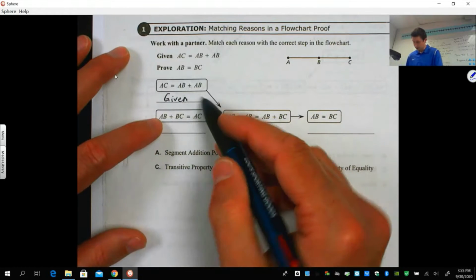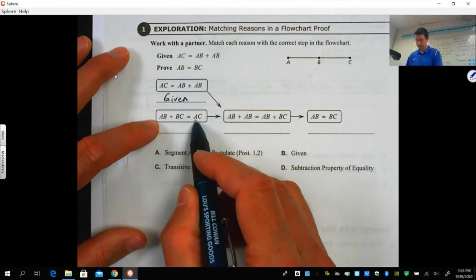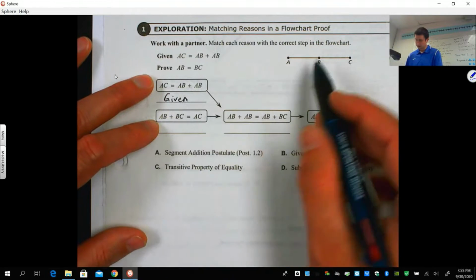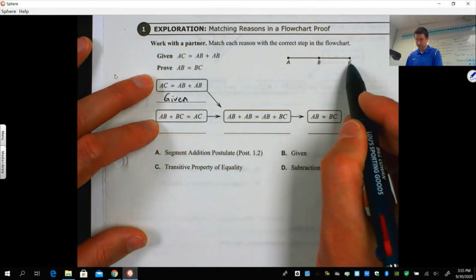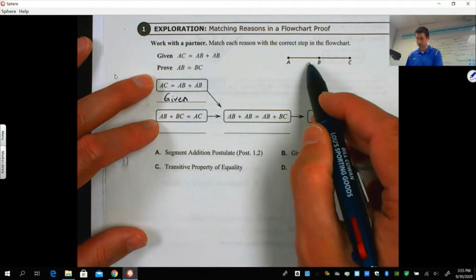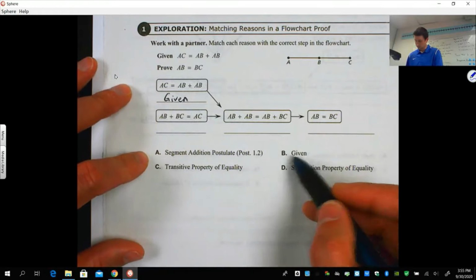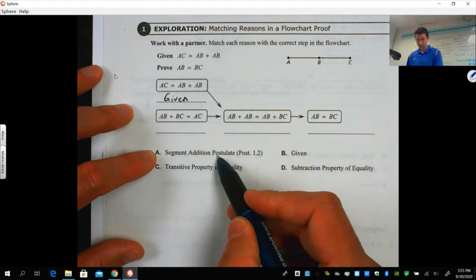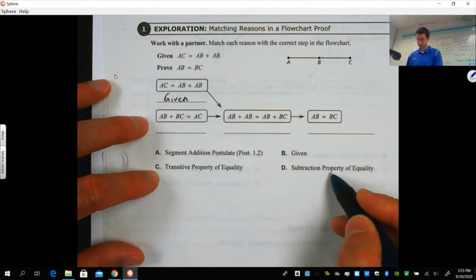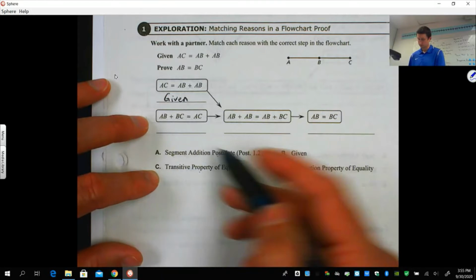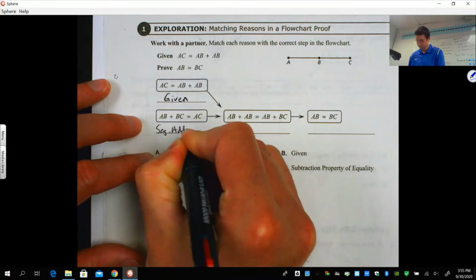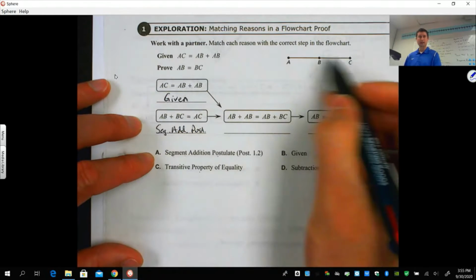This one down here, AB plus BC equals AC. Okay, that's different than our given. If we look at our diagram, AB plus BC equals AC. So the two smaller parts add up to the whole. So could it be segment addition postulate, transitive property? I don't think so. Or subtraction property? Well, we didn't subtract anything there, so this is going to be segment addition postulate, when two smaller segments add up to a larger segment.